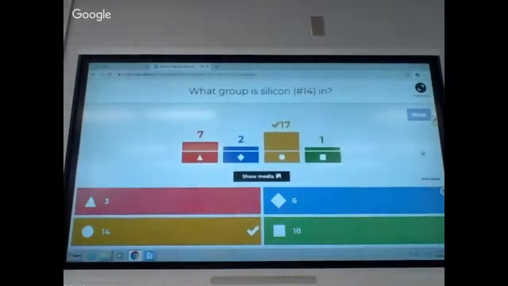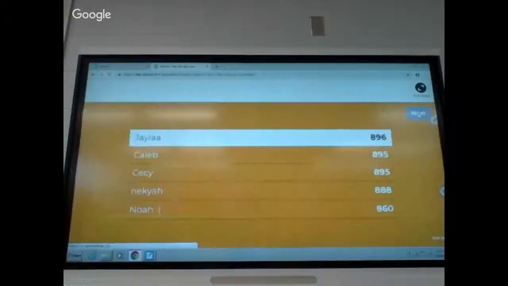Which way? Up and down. So it's the number. I told you: 1, 2, 3, 4, 5, 6, 7, 8, 9, 10, 11, 12, 13, 14. So that's group 14. Most of these are set at 30 seconds.